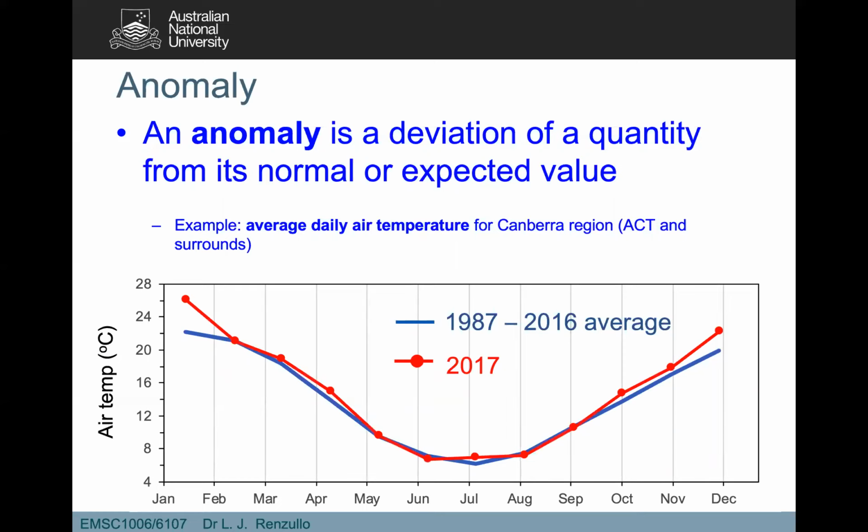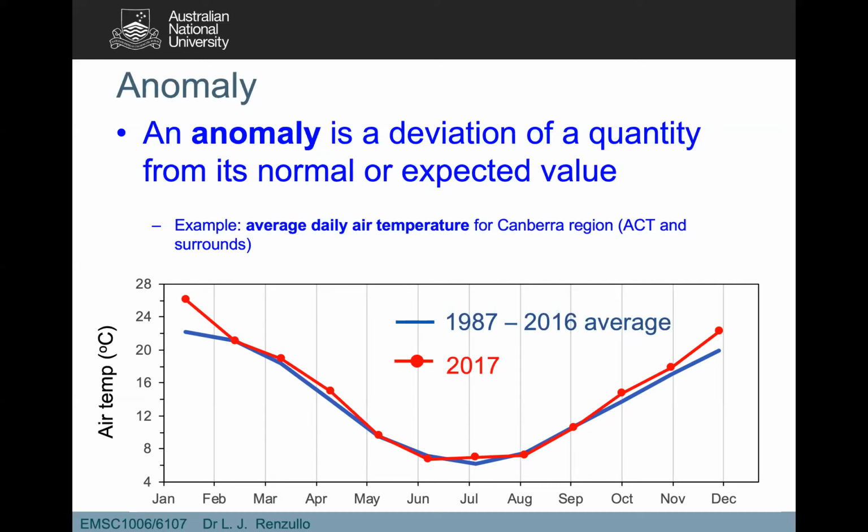Any given year can have a deviation from the expected behaviour. In this case, we can see that the red curve is the average temperatures in each month for 2017. January seems to be a lot higher than the expected air temperature, and so too the October to December months.